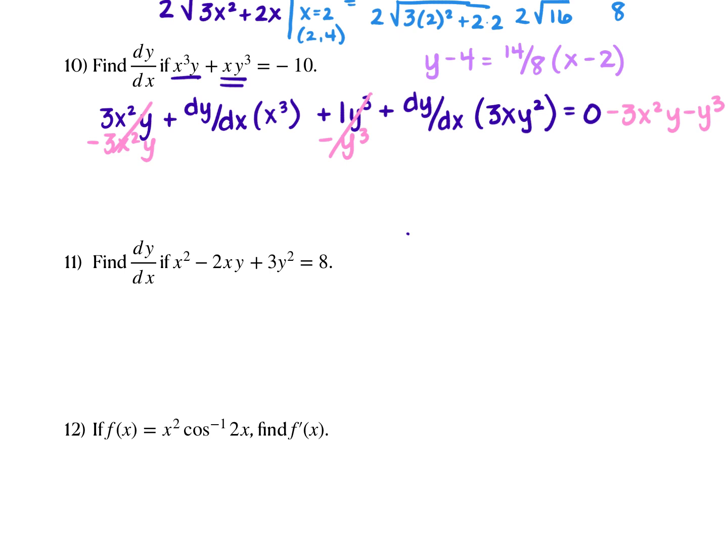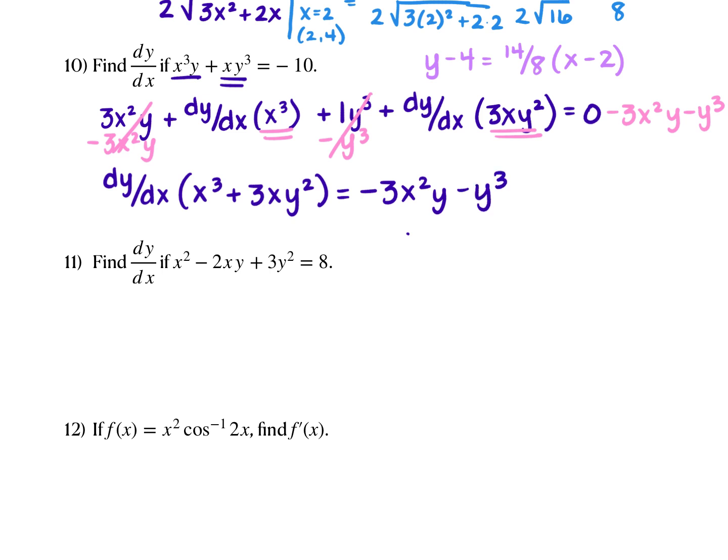And so now I can write this left side as dy dx times, and inside these parentheses, I'm putting the things that are with the dy dx's. So that's going to be an x cubed plus a 3xy squared. That equals, over on the other side, a negative 3x squared y minus a y cubed. And then my last step would be just to divide.